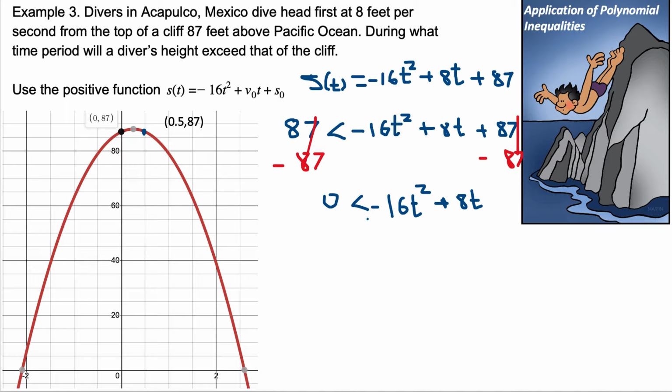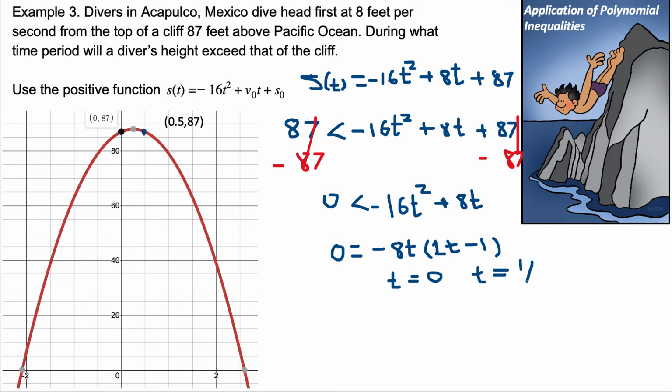But first of all, let's try to find the boundary points from the form of the equation. So 0 is going to be equal to minus 16t squared plus 8t. Let me factor out the GCF of minus 8t, and what remains here is 2t minus 1. And now let's solve this for t. When we solve it, t is going to be equal to 0, and here t is going to be 0.5.